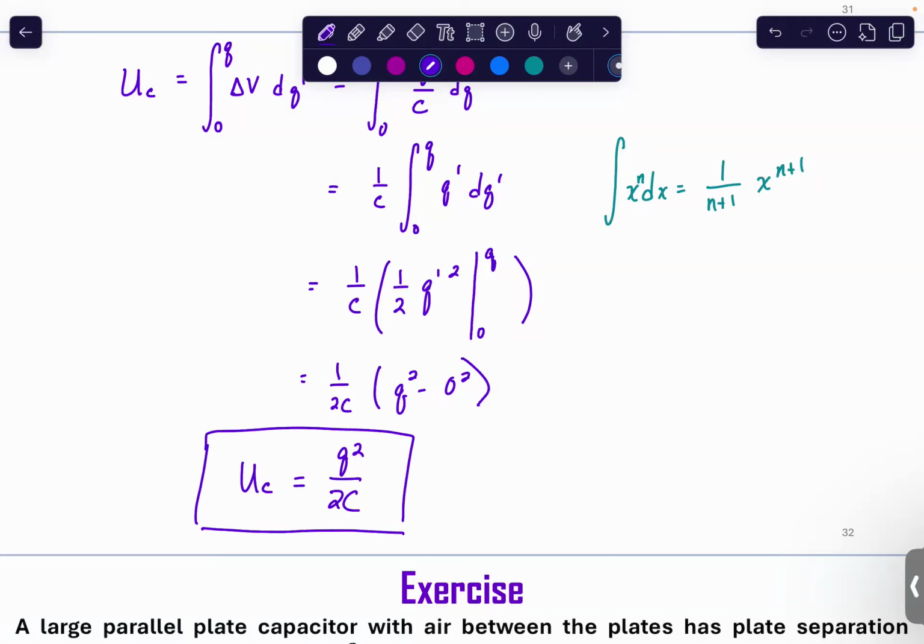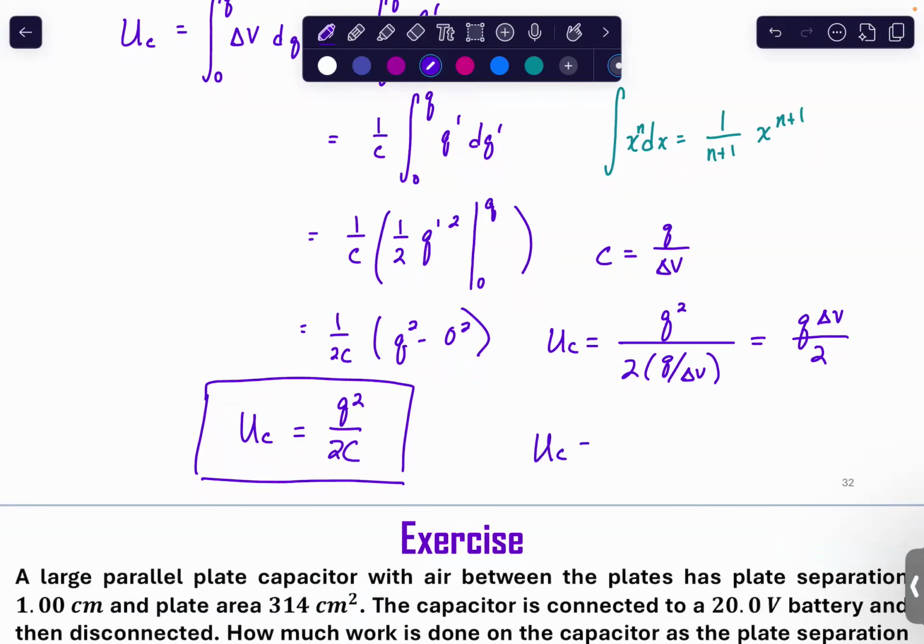But if we remember, C is Q over delta V. So that gives us the other format for energy in a capacitor, 1/2 Q delta V.